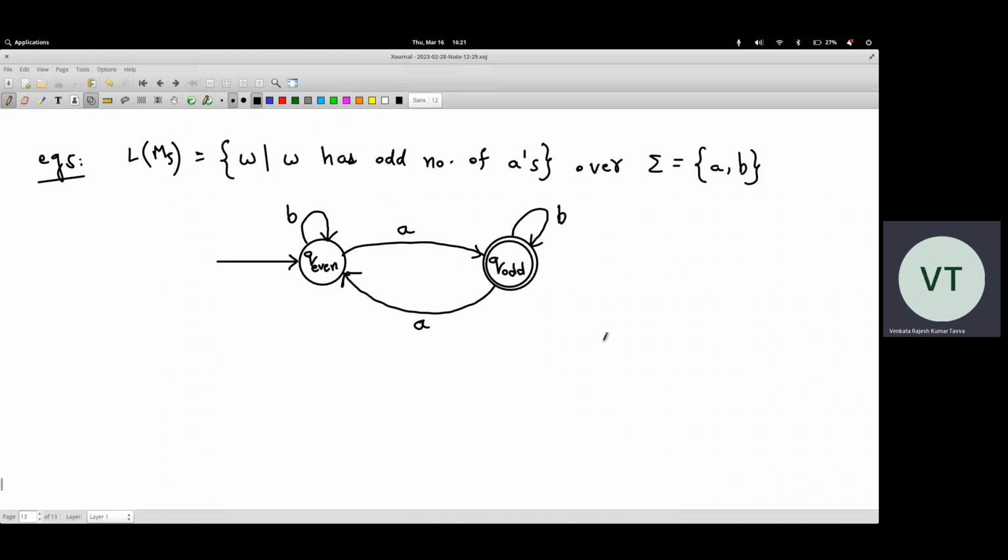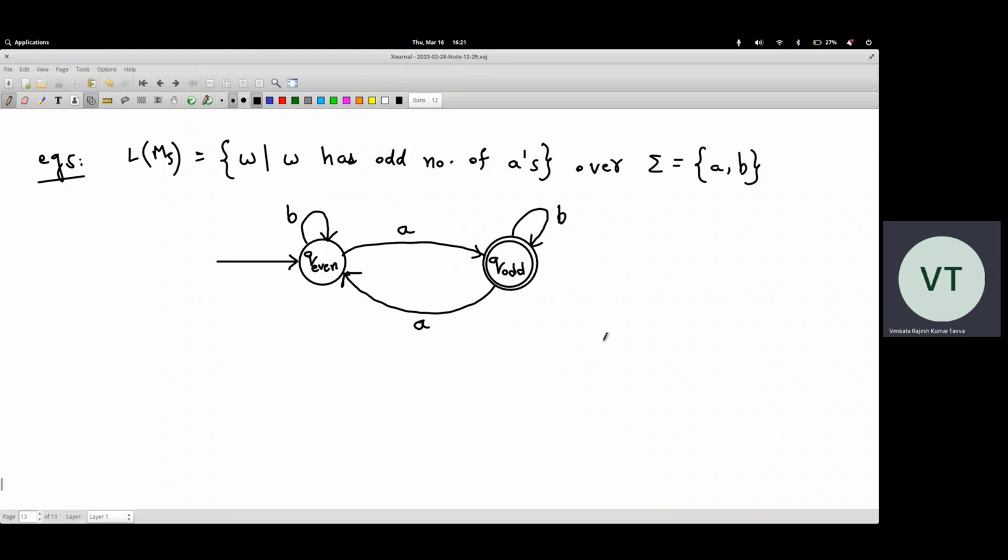If I see an A, you automatically need to switch from even to odd. Now, if you have seen odd A's and you see one more A, you switch from odd to even. That's all. So for every single A, you switch the state. With B's, you don't need to switch. It doesn't matter. No matter how many B's you see, the number of A's you have seen won't change. If you have seen odd A's, you have still seen odd A's.